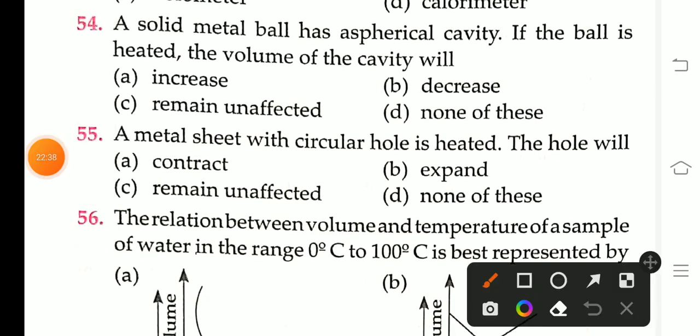Next, a solid metal ball has a spherical cavity. If the ball is heated, the volume of the cavity will, right answer will be option A, increase. Next, a metal sheet with a circular hole is heated. The hole will, right answer will be option B, expand.